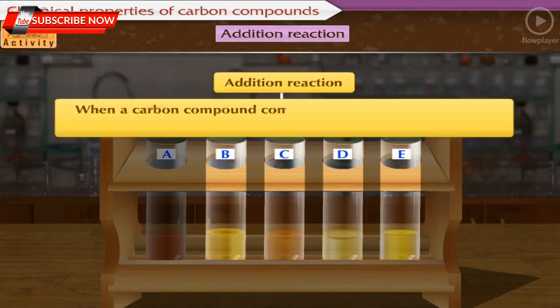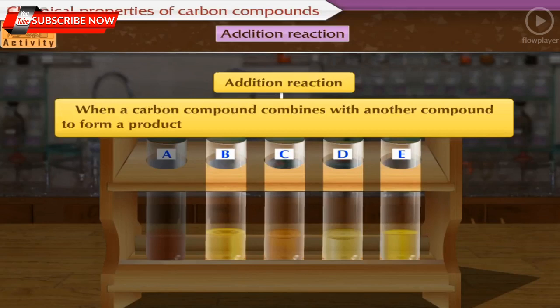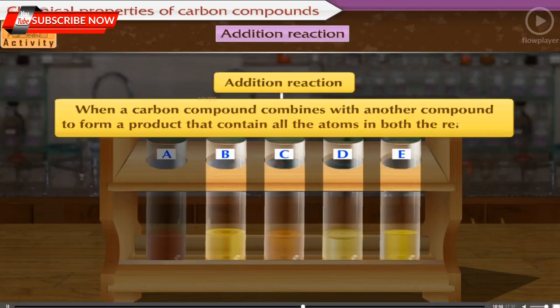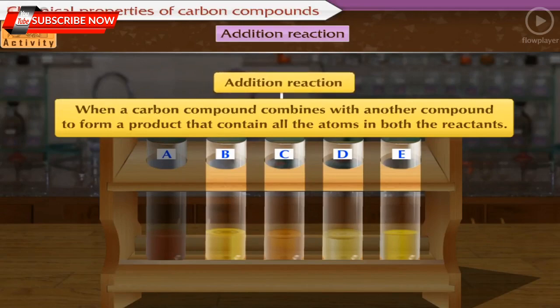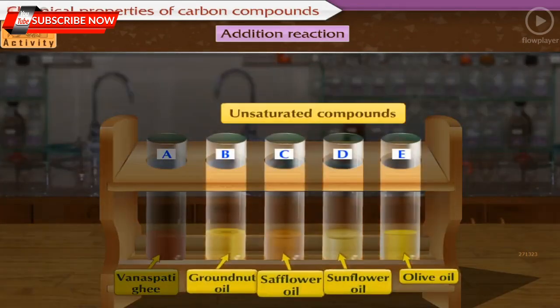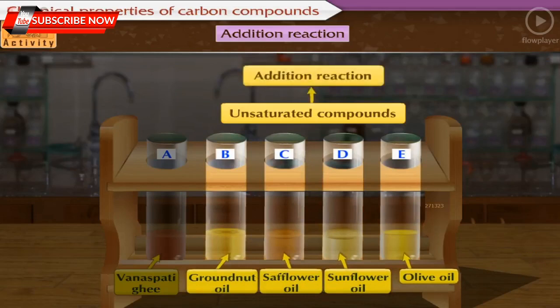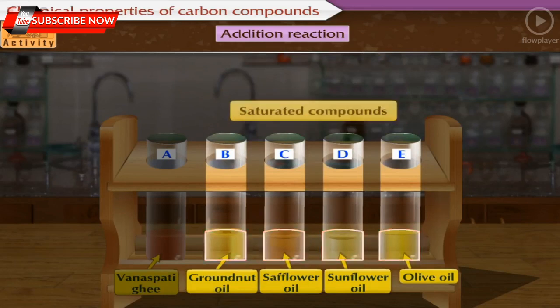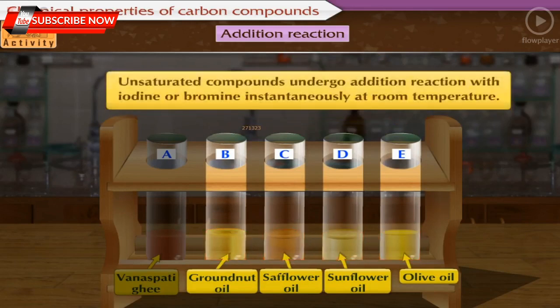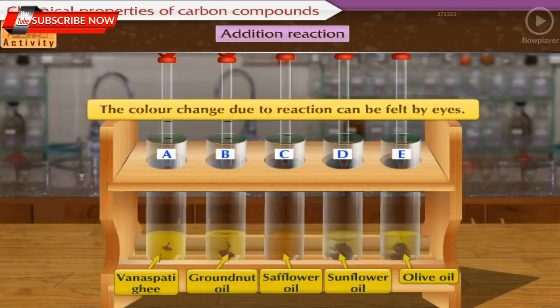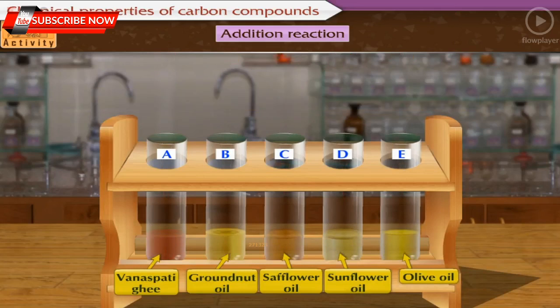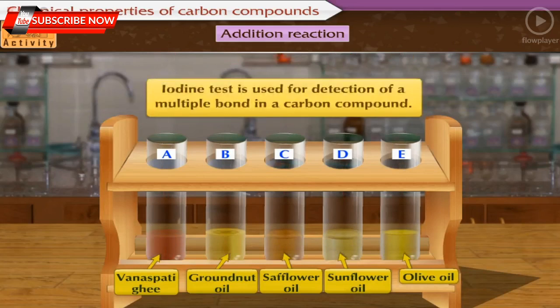When a carbon compound combines with another compound to form a product that contains all the atoms in both the reactants, it is called an addition reaction. Unsaturated compounds containing a multiple bond as their functional group undergo addition reaction to form a saturated compound as the product. Unsaturated compounds undergo addition reaction with iodine or bromine instantaneously at room temperature. Besides, the color change can be seen by eyes. Therefore, this reaction is used as a test for detection of a multiple bond in a carbon compound.